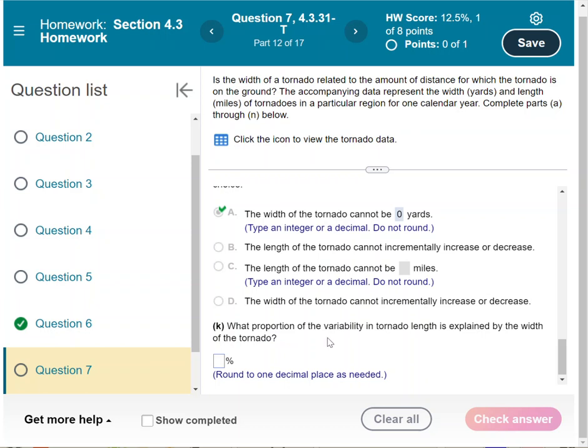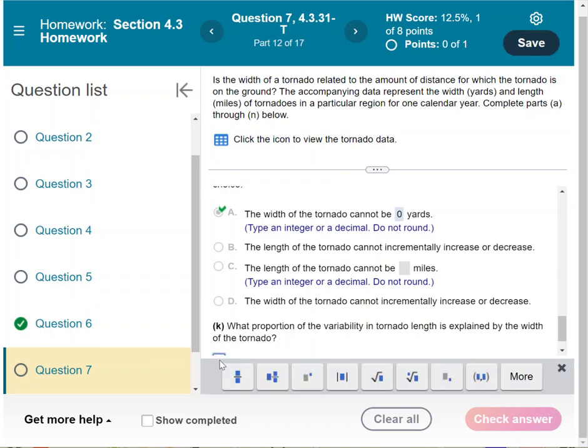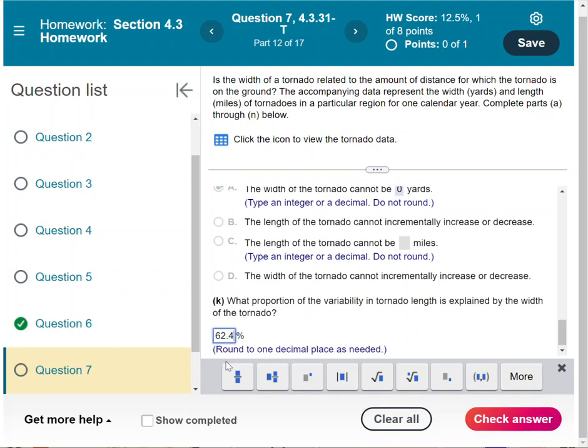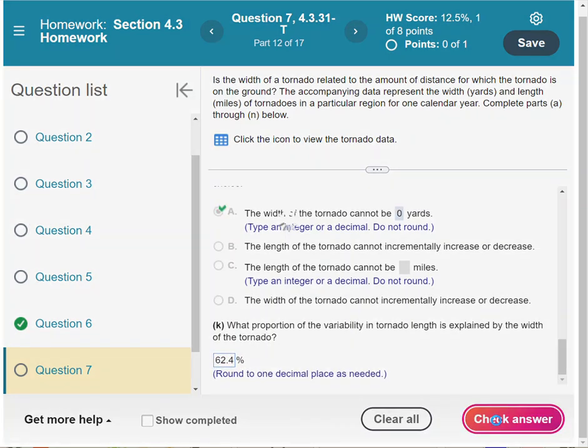What proportion of the variability in tornado length is explained by the width of the tornado? Now remember, I did write down r squared, and r squared was 0.6238. It'd be 62.38% of the data would be explained by the width of the tornado. It does say round to 1 decimal place, so it'll be 62.4%. Let's check our answer.